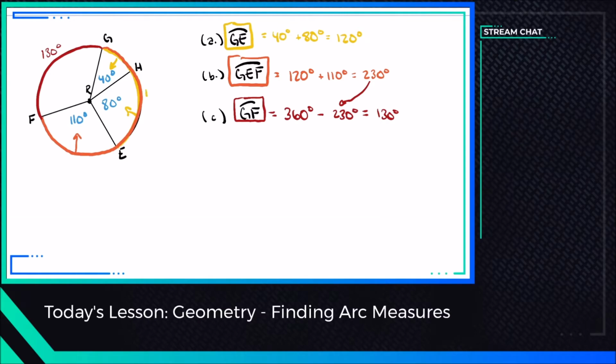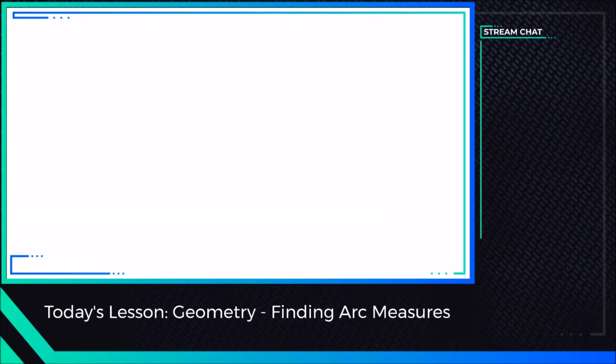Our yellow arc is 120 degrees, and I know that kind of got lost there in the orange, so we'll redraw that in. And then our orange arc is 230 degrees. So now that we have the basics of arc measurements covered, I want to introduce now a couple of theorems. So we're first going to get started here with theorem 10.3.